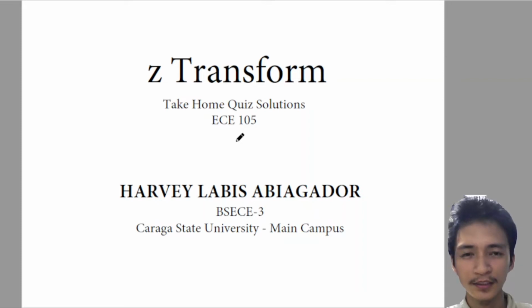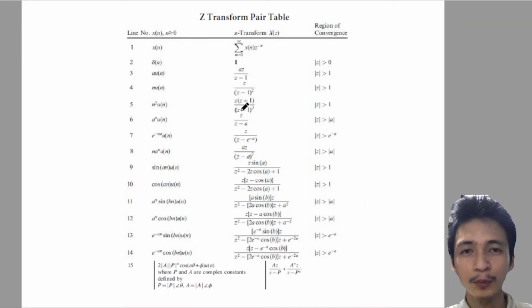under the topic Z-transform. Before we go to my solution, let me introduce first the Z-transform pair table. So here is the table, and if you notice, I added one Z-transform pair, and this transform pair will be relevant in a certain problem.